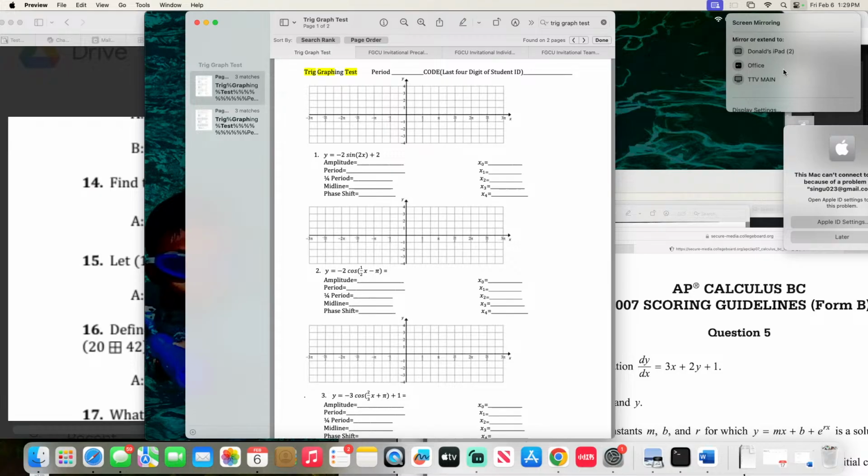So now let's talk about something brand new. We're going to talk about an introduction to tangent.